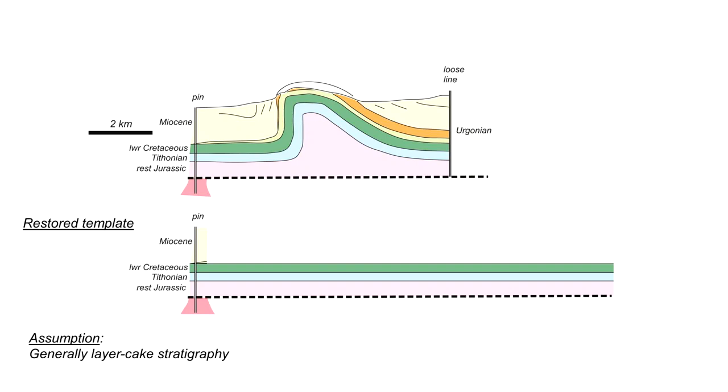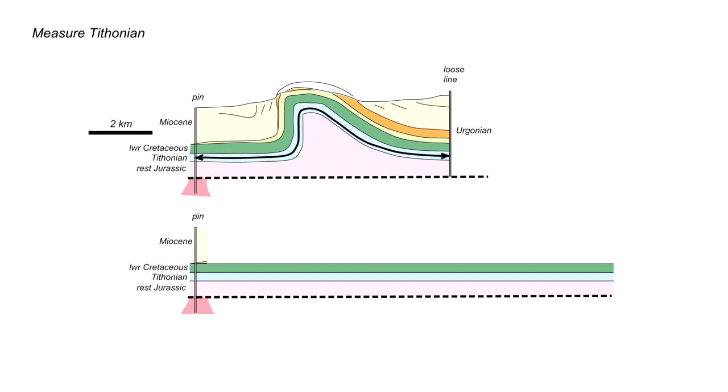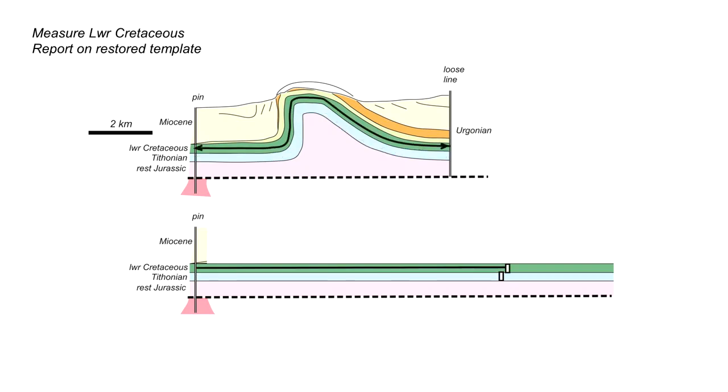So let's get going. First of all, we'll measure the arcuate length of the Tithonian around the fold between pin line and loose line, and we'll lay it out flat on our restored template. Let's do the same again with the darker green Lower Cretaceous horizon. Here, and again laid out flat on the restoration below.